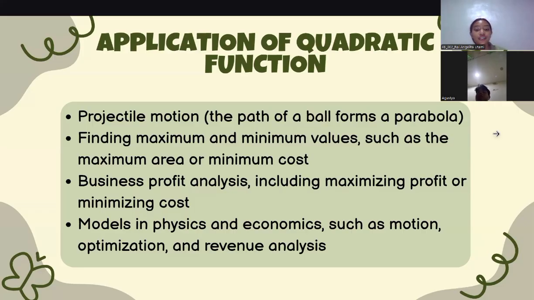Second, quadratic functions help us in finding maximum and minimum values. In math, we call this optimization. For example, a farmer can use it to calculate the maximum area of land they can fence, or an engineer can use it to find the minimum cost to build a bridge.